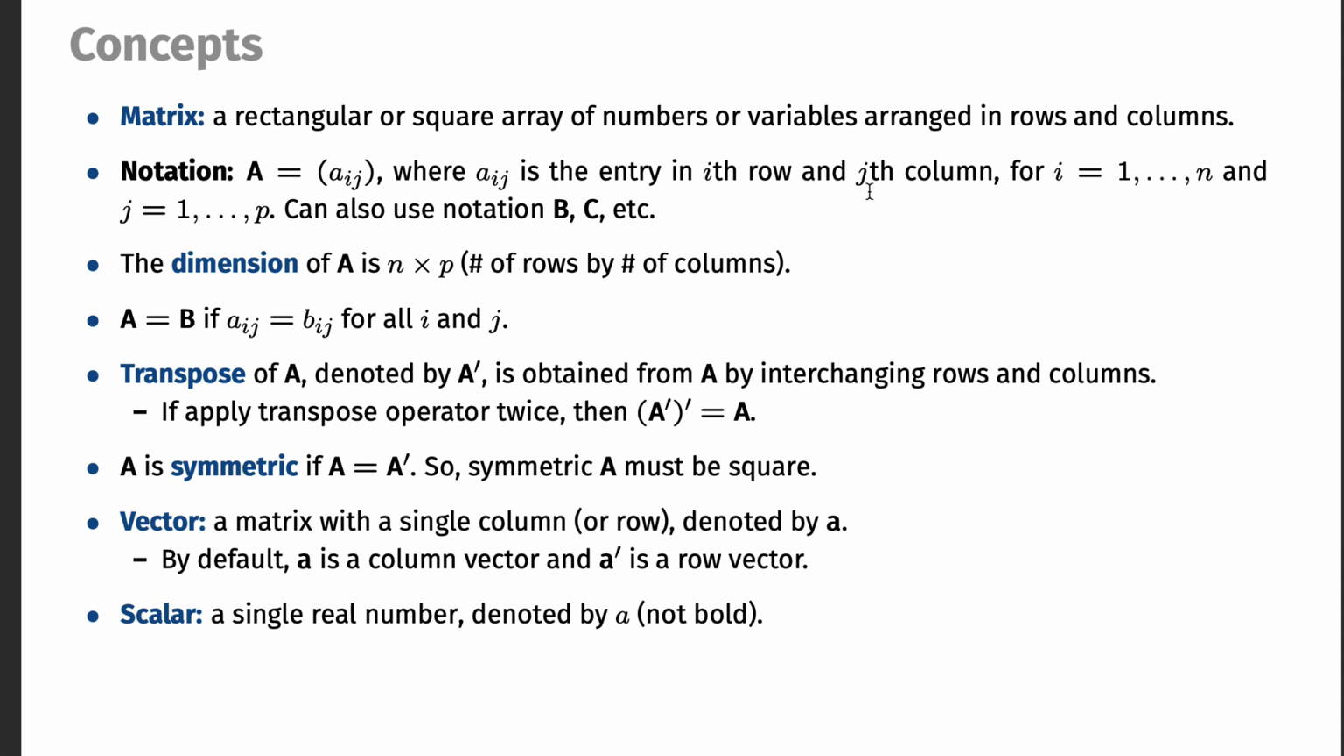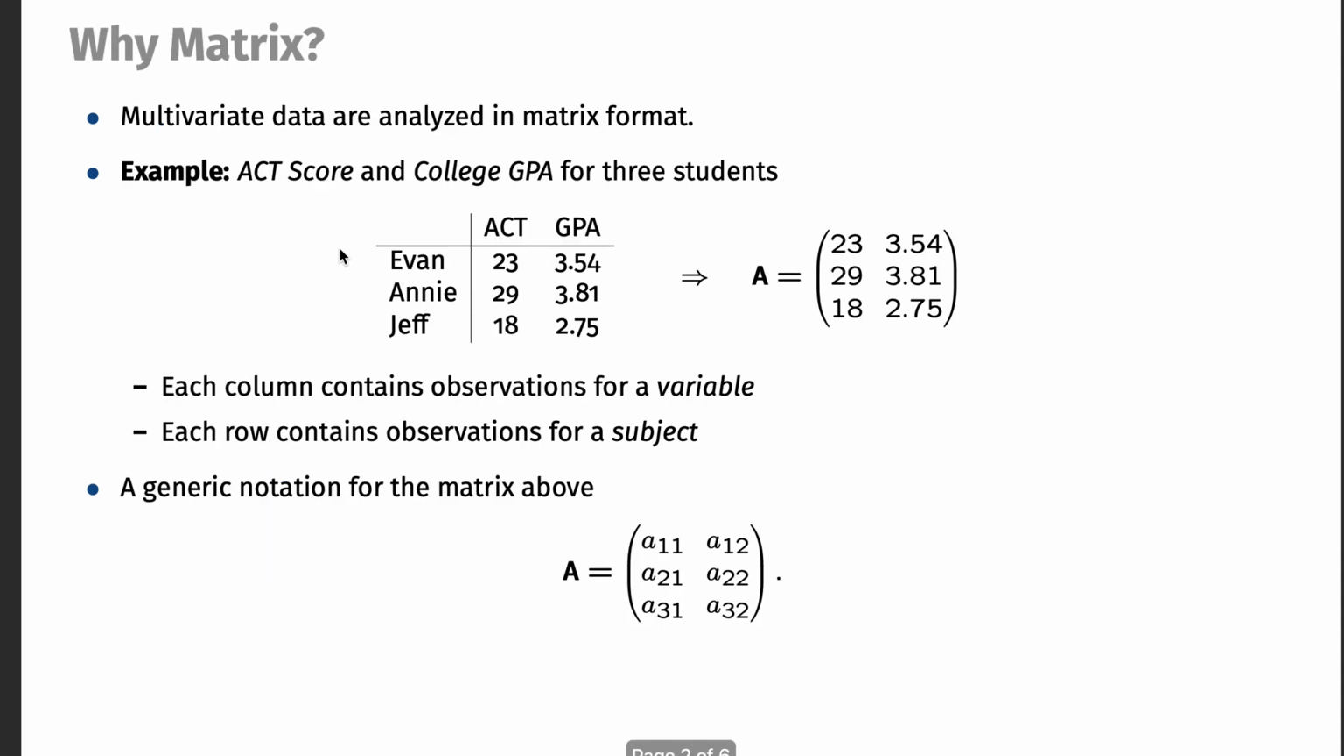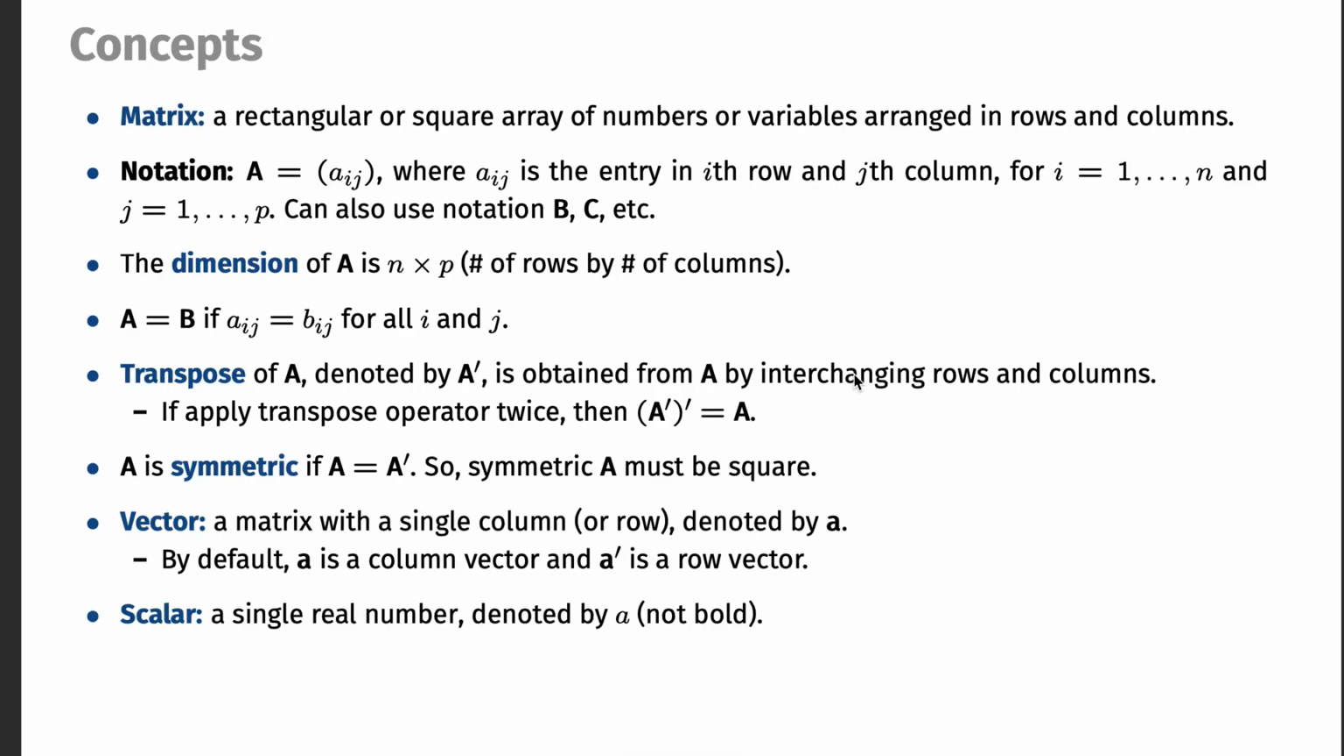And typically, the way we structure data, and this is something that we will repeatedly refer to, we have n rows, so i goes from 1 to n, and we have p columns. So coming back to here, what is n here? n is 3, p is 2. For such a matrix, the dimension is n by p, number of rows by number of columns.